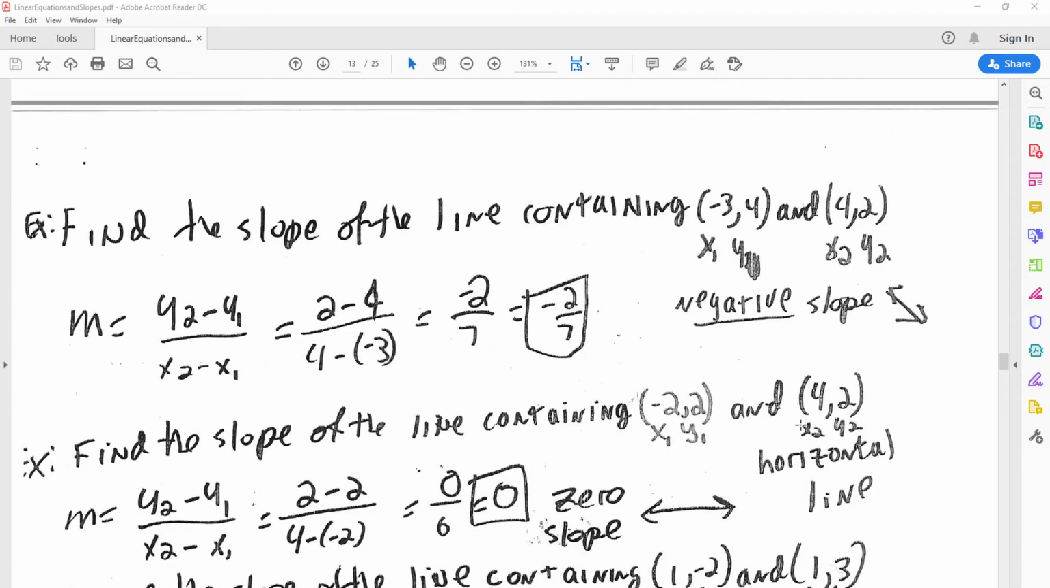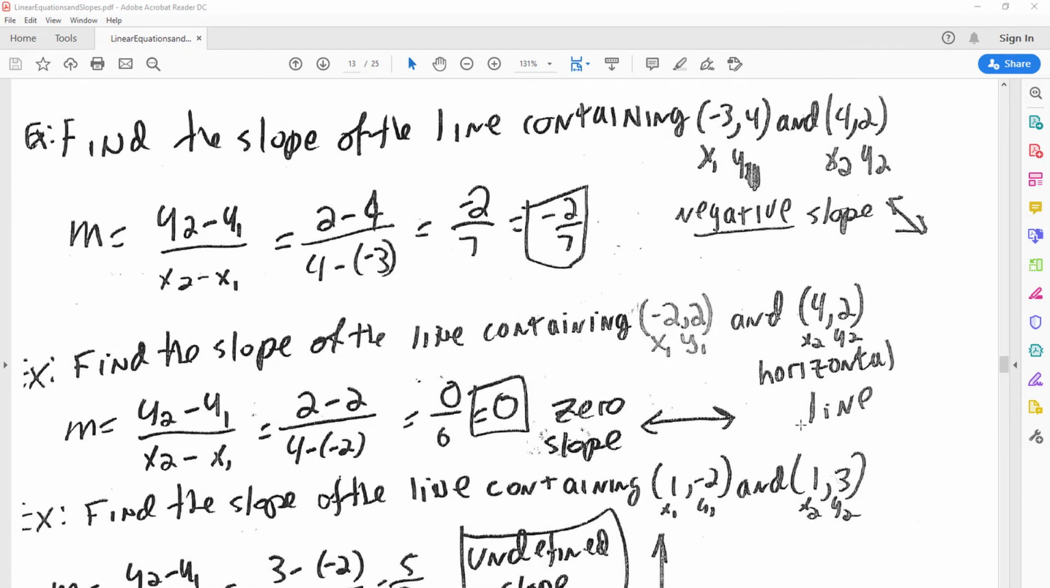Now they have another case to find the slope containing different points. So you plug in here, we have x2, y2, and x1, y1. So you're going to have 2 minus 4, and then 4 minus a negative 3. Take your time and set up the problem first completely. Then do your computation. Then we simplify it. In this case, it's negative, so the line is going to be decreasing from left to right.